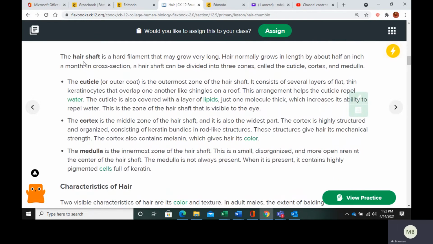So the hair shaft is the part that you see. And if you look at a cross section of the hair shaft, you can divide it into the three zones. So the cuticle is the outermost zone, the cortex is the middle zone, and the medulla is the innermost zone.